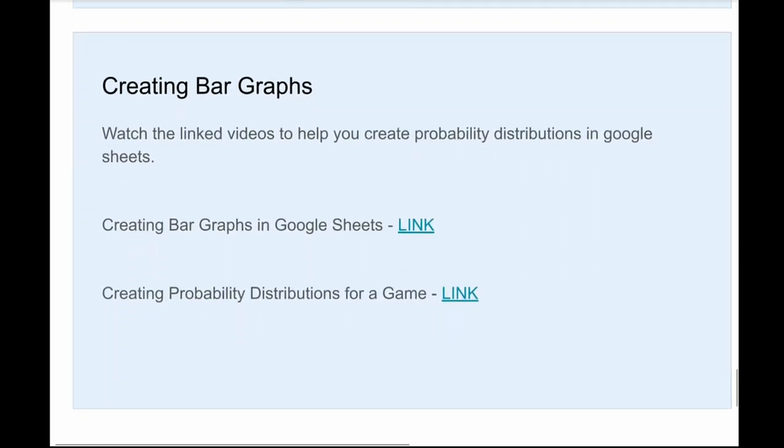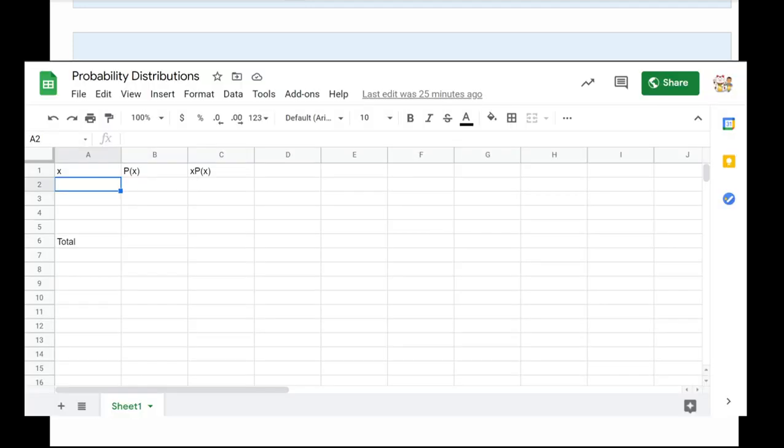The last part of this lesson is we're going to use a little bit of technology to go over those same things that we've done, creating a probability distribution table and creating a graph of the scenarios. We're going to be using Google Sheets, and the same steps can be done in Excel, it just might be slightly different.